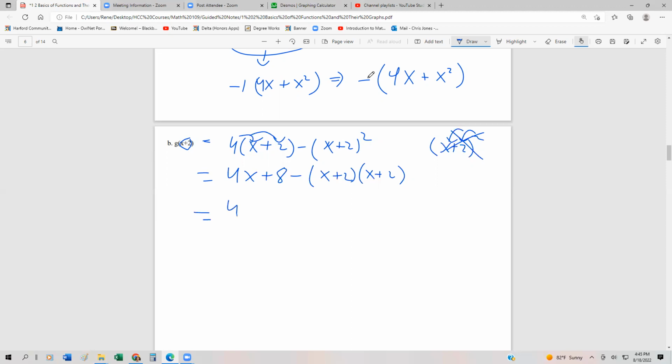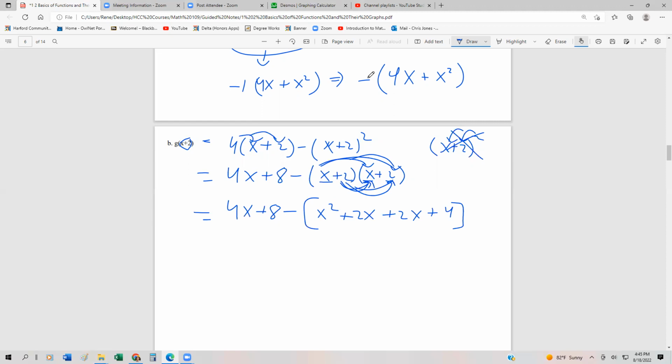And then if we go through and FOIL this, so we're going to do first, outer, inner, last, we have a minus sign. So x times x is going to be x squared for the first terms. x times 2 is going to be a 2x. 2 times x is another 2x. And then finally, 2 times 2 is going to give us 4.